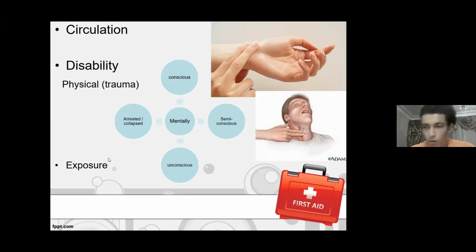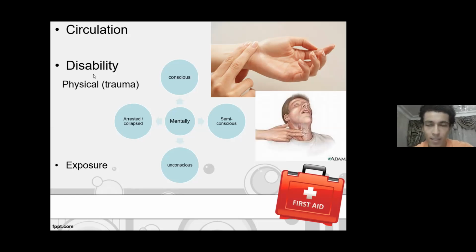E is the exposure of the body, so I can see if there is any physical trauma, not more. Expose the patient to check for any trauma, like any fracture, to see if there is deformity at any site, and if there are any wounds, bleedings or something.